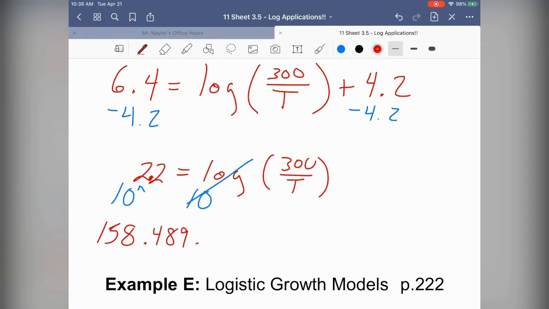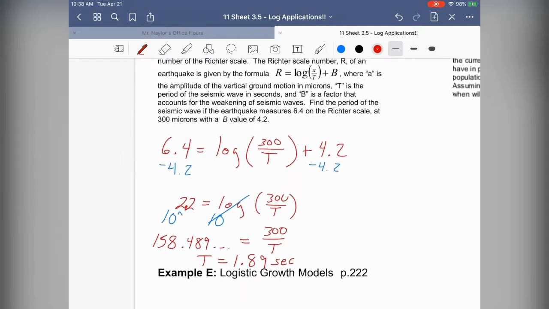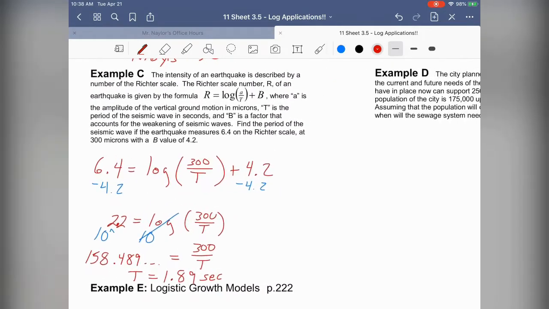Now, this number, as I've said a couple times, leave it on your calculator so that you can finish solving this for t. And maybe you'll find yourself cross-multiplying. Maybe you'll find yourself doing some dividing. In the end, it does come out to be 300 divided by 158, which gives us a period of 1.89 seconds.